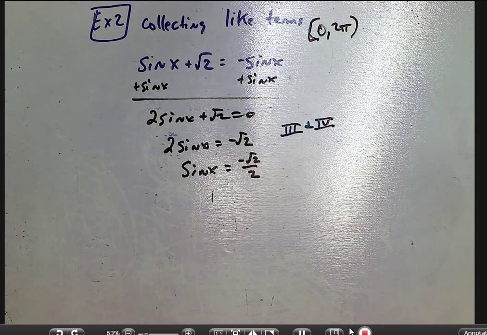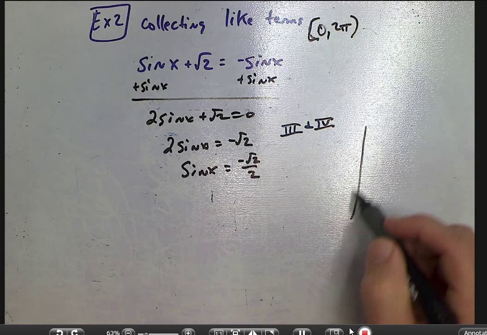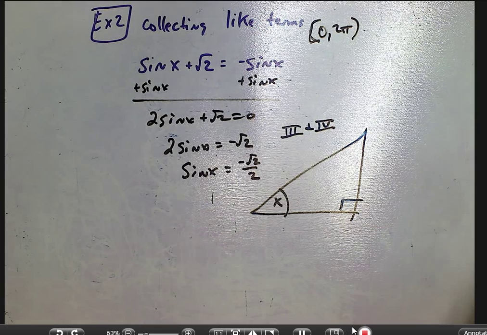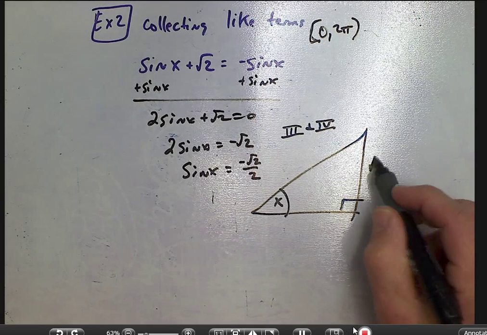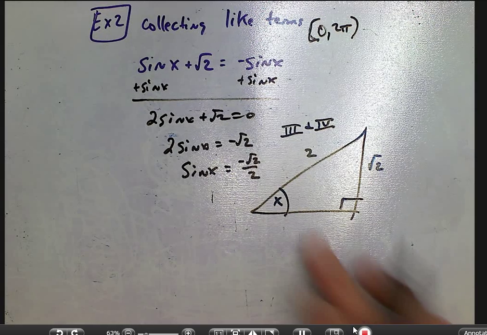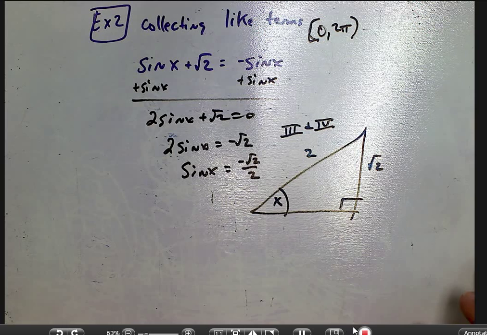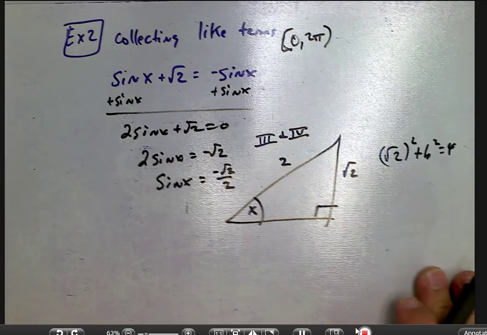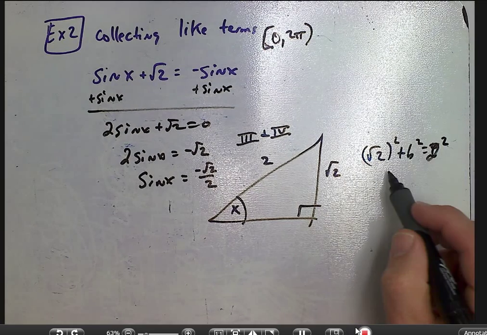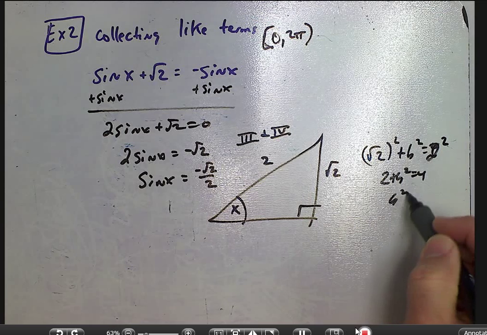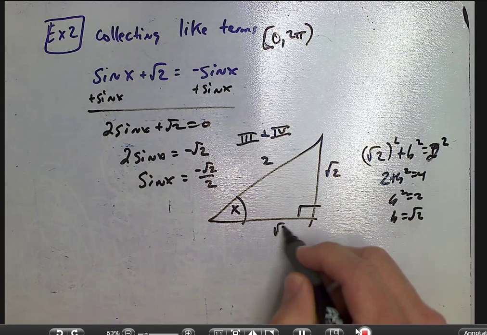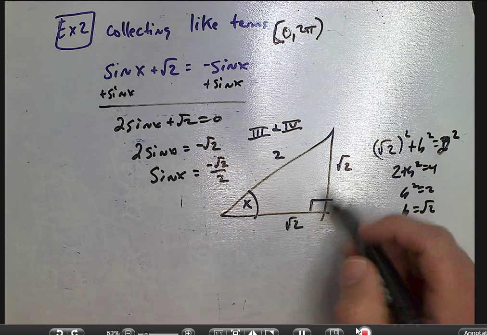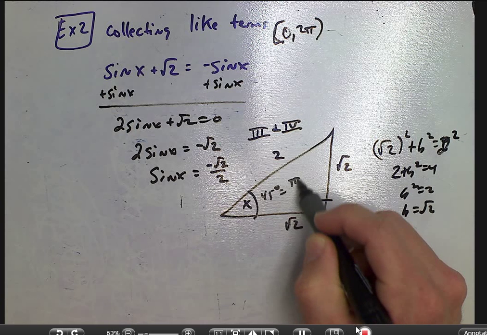Alright, so what I like to do is draw a little triangle or a big triangle, depending on your perspective, I guess. Here's my angle x. Opposite is square root 2, hypotenuse is 2. What could this other side actually be? Well, square root of 2 squared plus b squared equals 4, because 2 squared. So 2 plus b squared equals 4, b squared is 2, b equals the square root of 2. So it looks like, since these two sides match each other, that this is a 45-degree angle, which is the same as pi over 4.